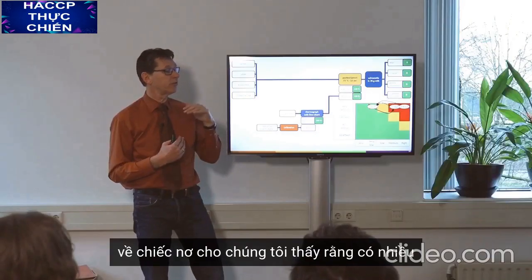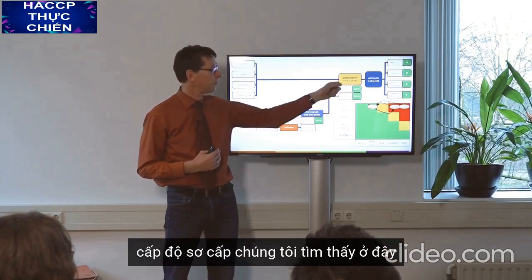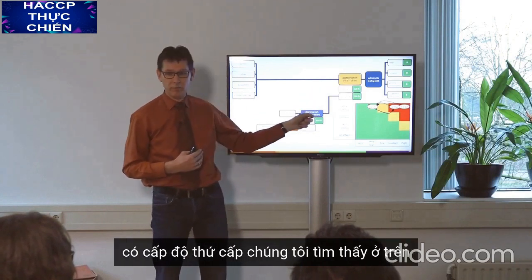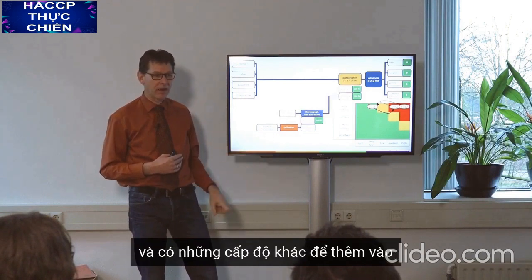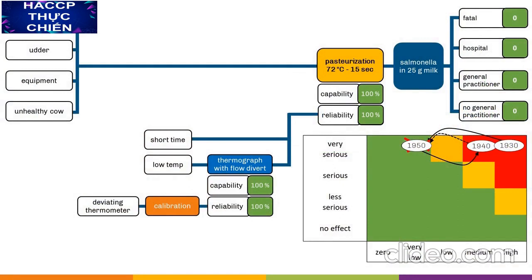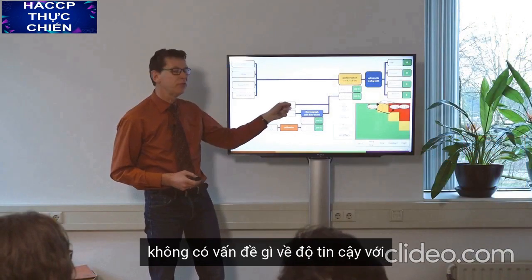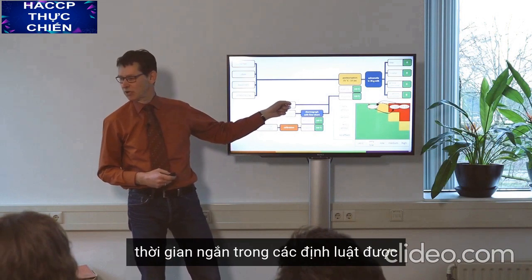The bow tie shows us there are different levels of management. There is a primary level we find over here. There's a secondary level we find over here. There's a tertiary level over there. And there are other levels to add to that. Basically endless. Interesting thing to see also is that there were no reliability problems with the short time.